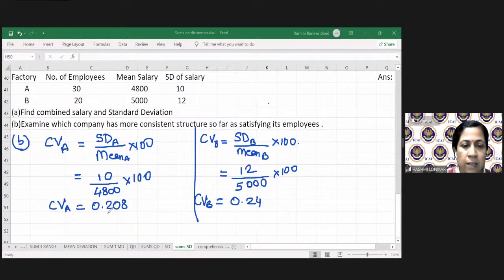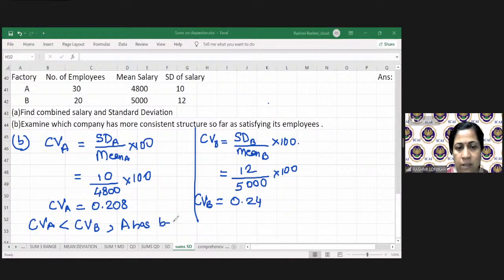Remember, जिसका CV कम रहता है, वो more consistent structure होता है. And the more the consistent salary structure, the more satisfied its employees will be. Okay, because CV of A is less than CV of B, because this is 0.208 and this is 0.24. Therefore, factory A has better structure and employees are satisfied. Okay, employees are satisfied.